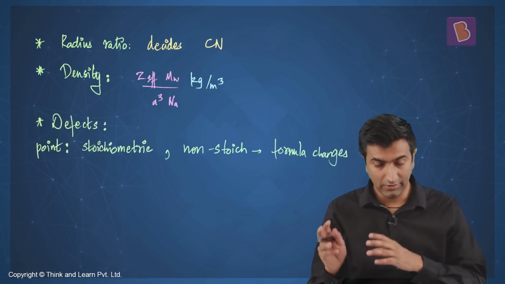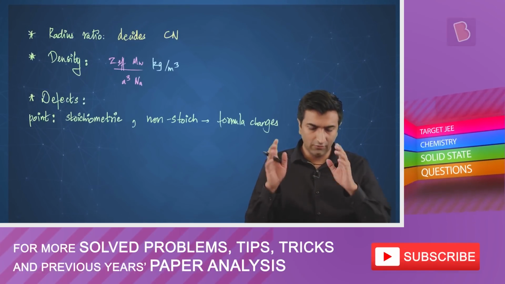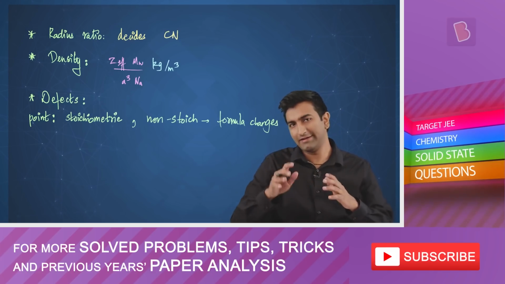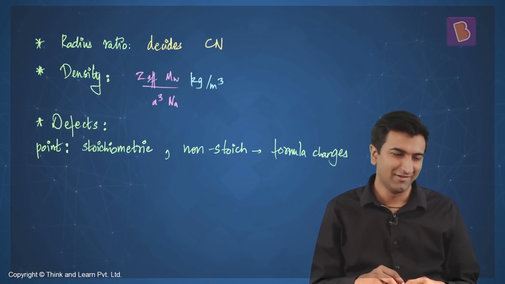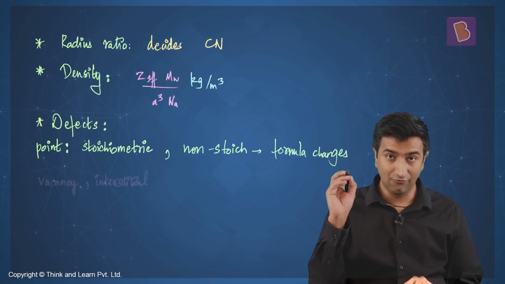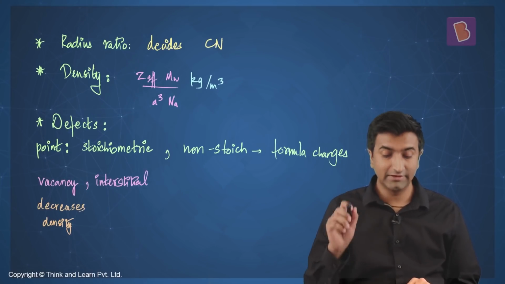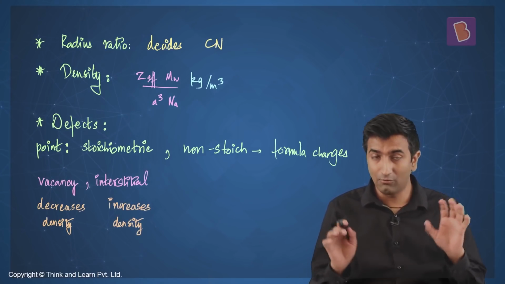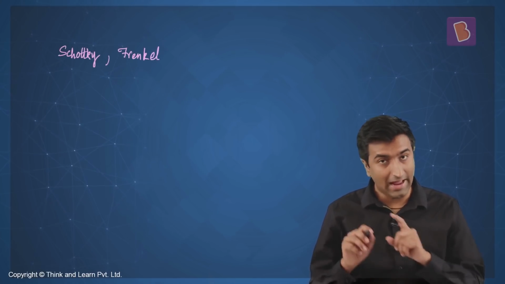Point defects, there are 2 types, stoichiometric and non-stoichiometric. Non-stoichiometric, the formula changes. Let's go over them one by one. So stoichiometric ones first. There are many other types like line defects and plane defects, but that's more in materials engineering if you take that later on. Anyway, point defects. You have vacancy and interstitial. Vacancy decreases the density, interstitial increases the density. Both of these are basically non-ionic type of defects. Schottky and Frenkel are ionic defects.